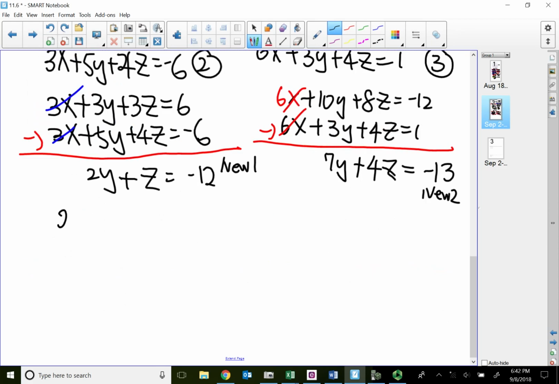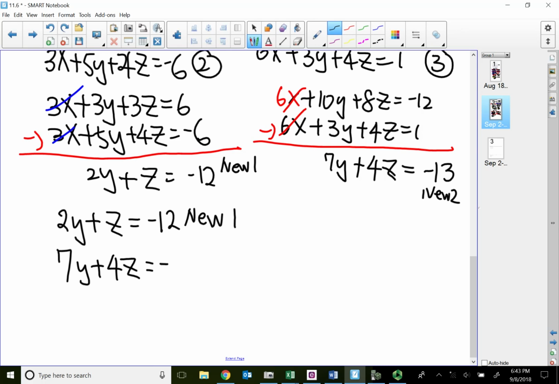All right, now I'm going to line up my two new equations. Ooh, I see my new 1 does have a coefficient of 1, so I can solve for that variable z. Now, if you choose to do another elimination, you can. I just prefer the substitution method, because the substitution method is quicker. I don't have to make the numbers bigger. So let's solve for this z in new 1.